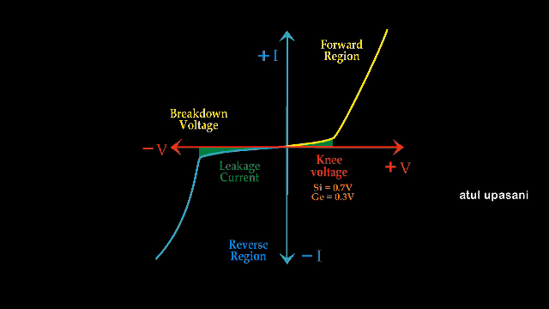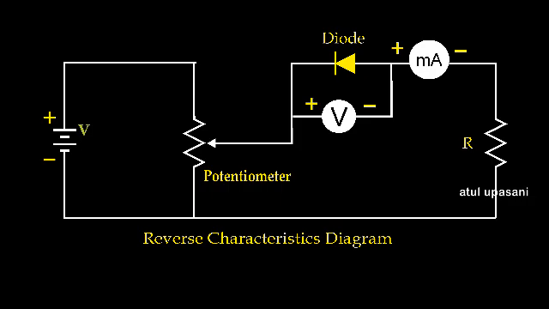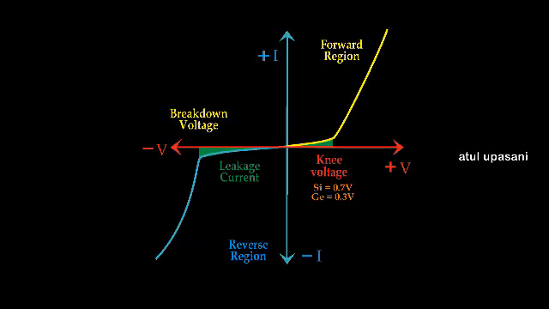Now let us take a look at the reverse bias. We can use the same diagram, and here you can see only a small change is made, and this change is that the polarity of the diode is now reversed. You can see the positive terminal of the battery is connected to the n-type, and the negative terminal is connected to the p-type. So now this diode is said to be in reverse bias. Now let us take the VI graph.